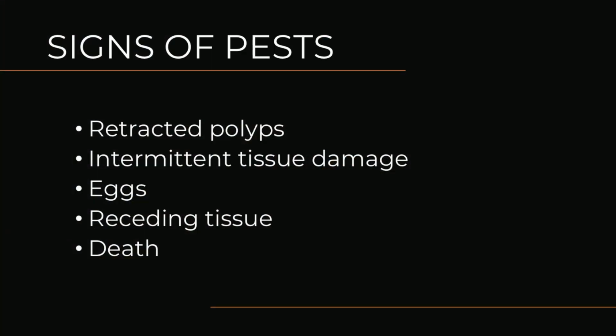If you have pests, you might see retracted polyps, you might see intermittent tissue damage, you might see eggs, usually a circle pattern or spiral pattern of eggs. You might see receding tissue, but it's more likely you're going to see mechanical damage from pests.